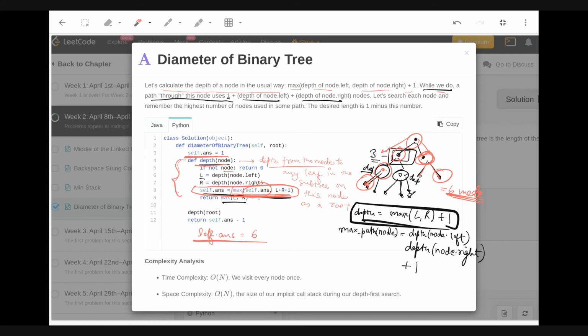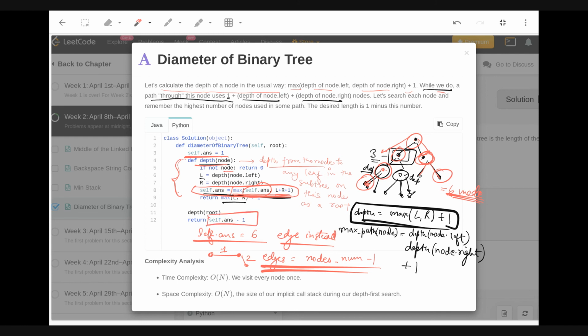But we actually need to give out the edges. Edges equal the number of nodes minus 1, because for any two nodes you need one less edge to connect them. For two nodes we need only one edge. For three nodes we need two edges. So that is what they are doing here, self.answer minus 1.